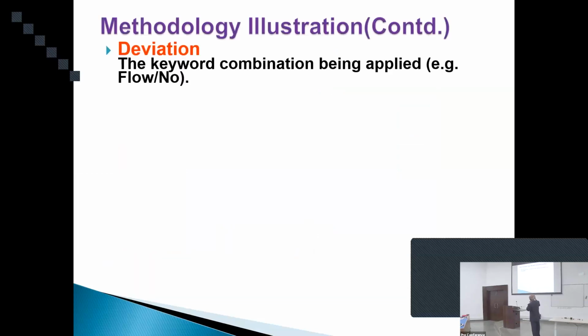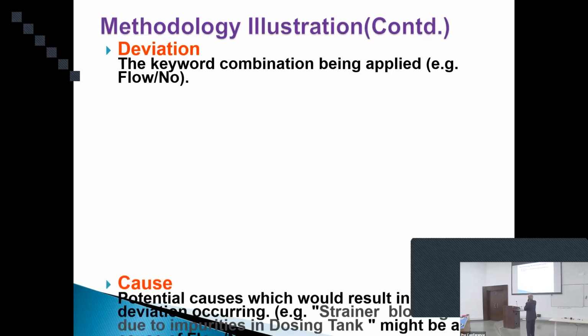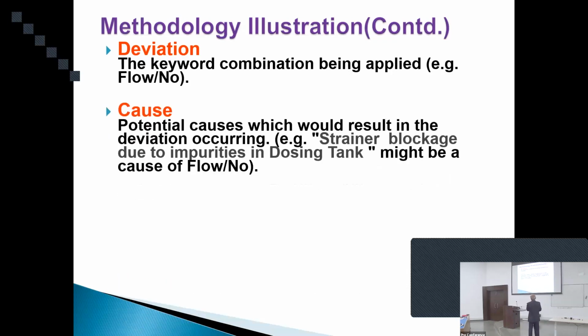Deviation. The keyword combination being applied is, for example, flow, no. Suppose there is no flow; this is the word we want to use, the deviation of no flow. How will that happen? The potential cause which should result in the deviation occurring can be strainer blockage. The strainer chokes, no flow will be there. That is one reason, and it might be a cause for no flow.